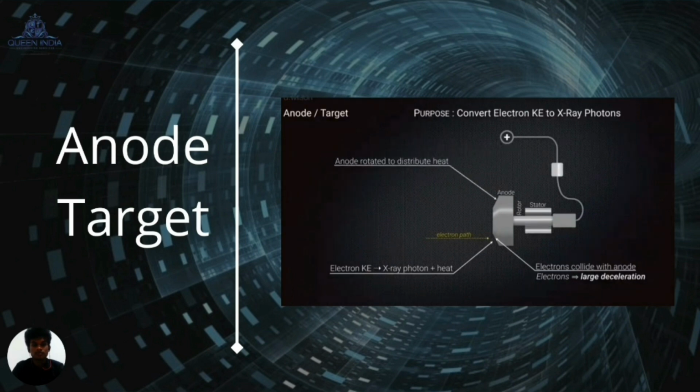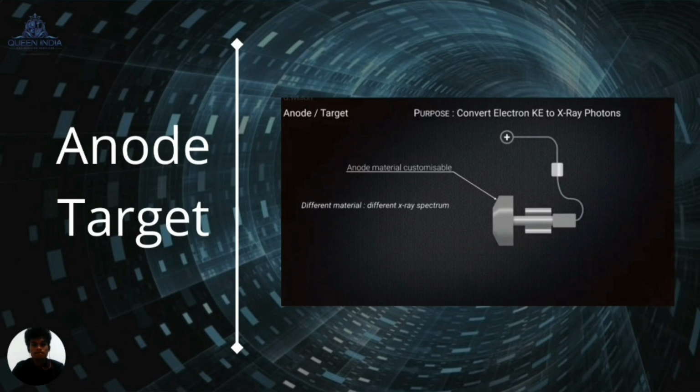In this particular type of X-ray tube, the anode target is rotated to distribute the heat all over the surface of the anode. Here you can see a material which is placed behind the stator. The material will be useful for additional cooling purposes.